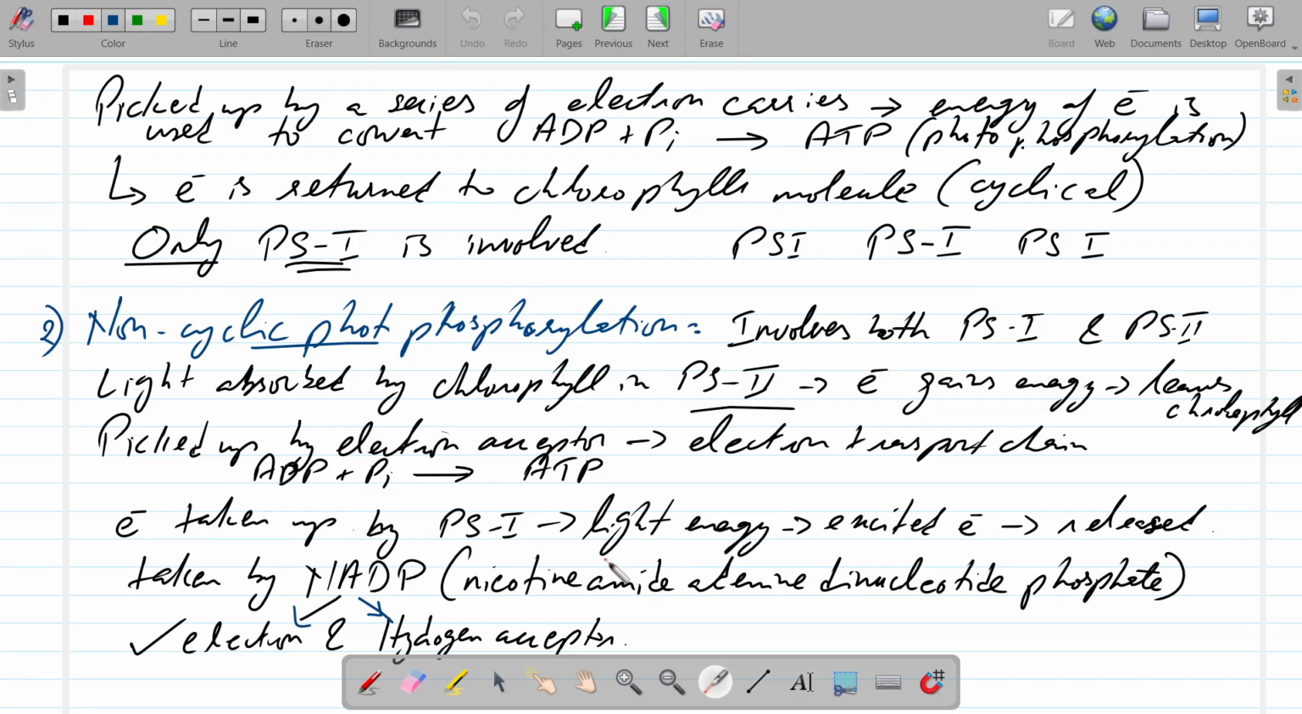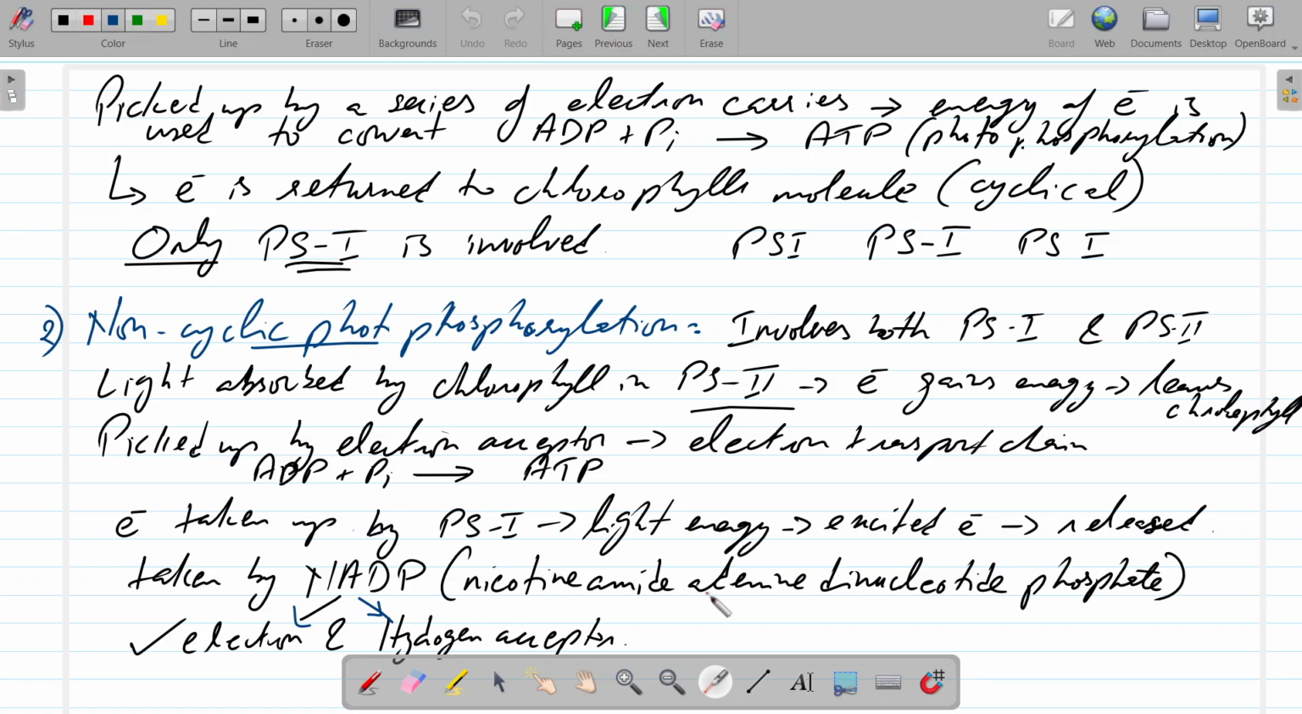Now, independently, this electron that's taken up by photosystem 1 is actually being used to replace the electron that was lost. Why? Because at the same time as photosystem 2, photosystem 1 also absorbed light. And similarly, it got its electrons in an excited state and released them, and that one was taken up by NADP, which is nicotinamide adenine dinucleotide phosphate. So the electron that's being taken up by photosystem 1 is actually replacing the one that itself lost.